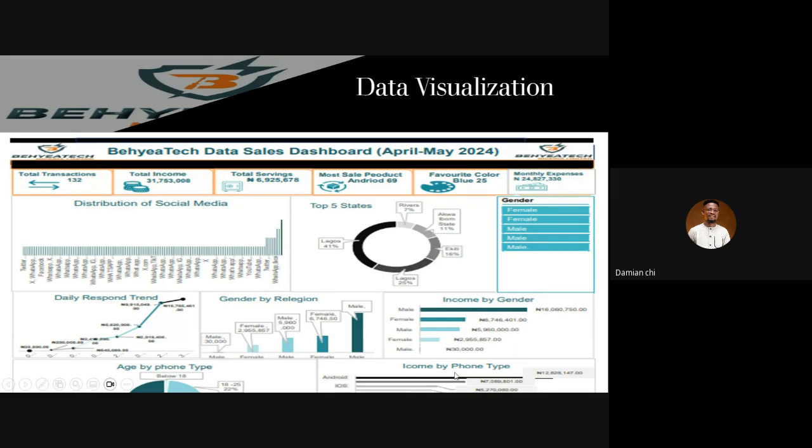And from the chart there, I don't know why my screen is, maybe it's too big. This chart down here, income by phone type, you can see that Android is leading with 12 million, 828,470 naira in total sales.